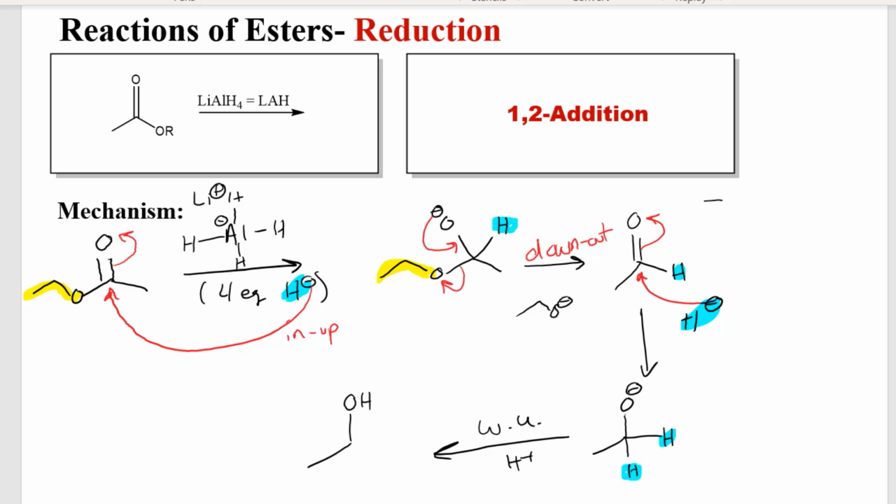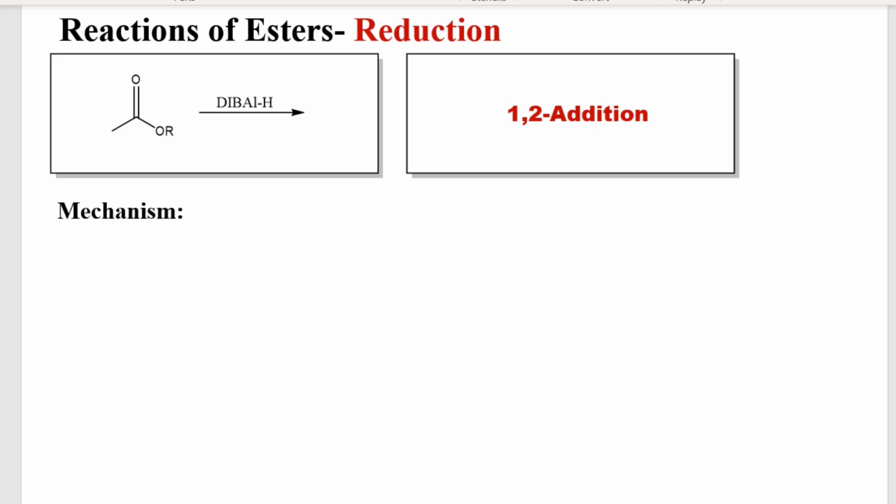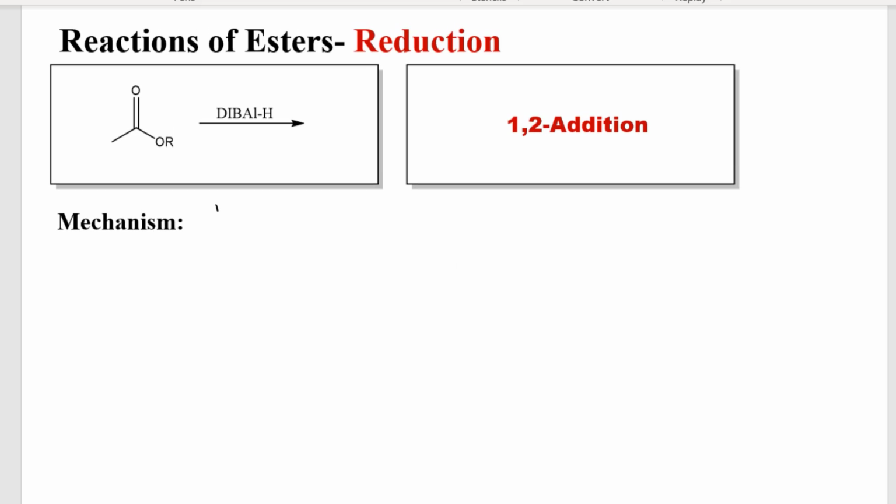Is there a way to stop at the aldehyde like we saw with the acid chloride? And there is. And we have a very special reaction to do that. Now, I want you to recall something. Recall that for the acid chlorides, we used a very special reagent that only had 1 H minus. And in doing that, we could stop at the aldehyde.